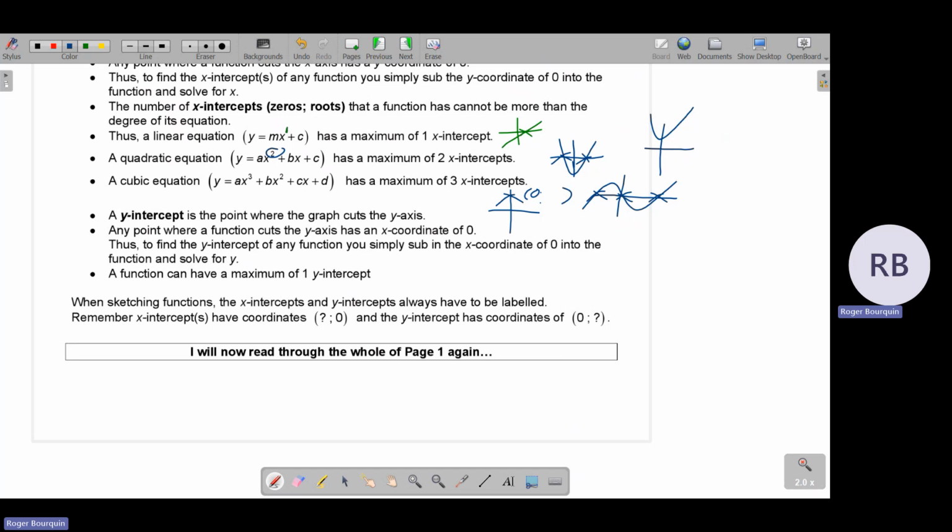Remember, x-intercepts have coordinates of the form (something, zero), and y-intercepts have coordinates of the form (zero, something).